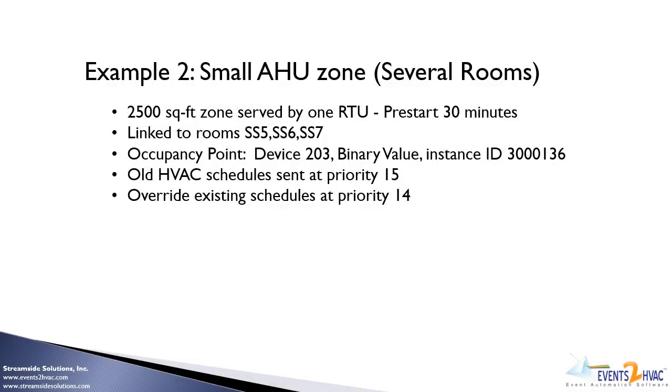For the next example, we're going to create a zone with a small RTU serving several rooms. There are no VAV terminal units for each room. The rooms in Dean Evans linked to this RTU are SS5, SS6, and SS7. We'll send a command to a BACnet BV object on device 203 using the instance ID shown.